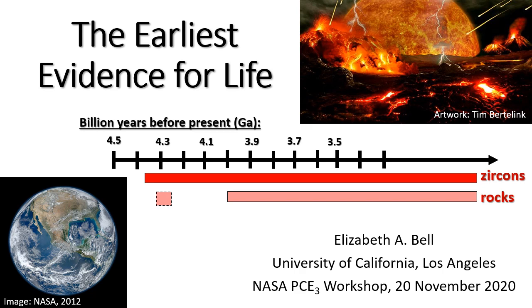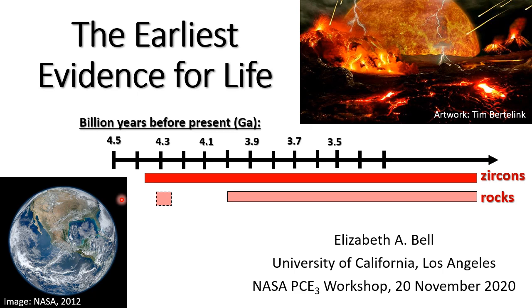Today I'm going to be talking about the earliest evidence for life on Earth. And I want to start off by pointing out two very inconvenient facts for people who are trying to interrogate the early geologic record to look for evidence of early life. The first is that we do not have a continuous geologic record, but moreover, we do not have a continuous geologic record to the formation of the planet around 4.5 billion years ago.